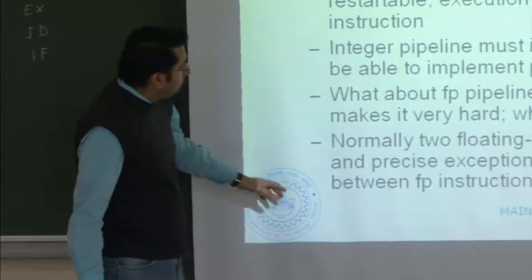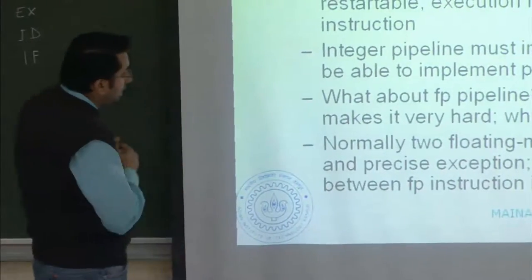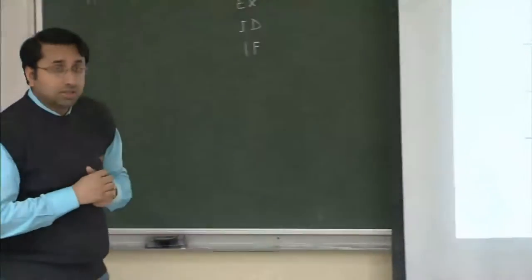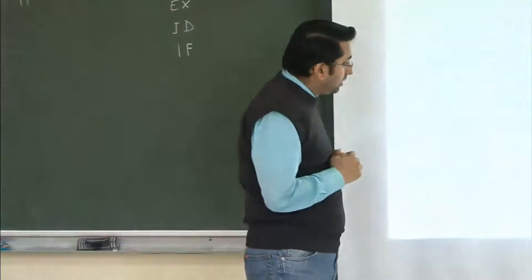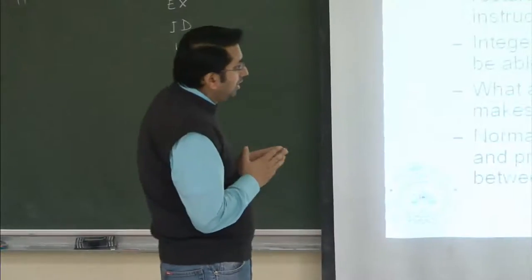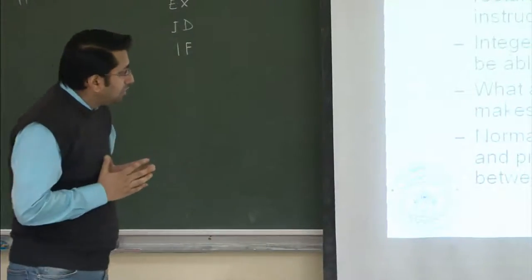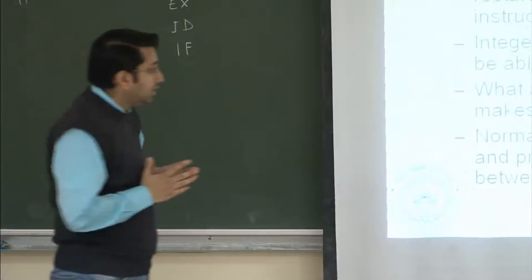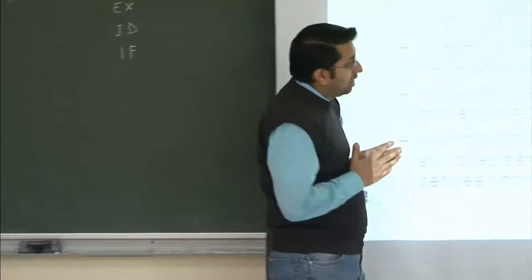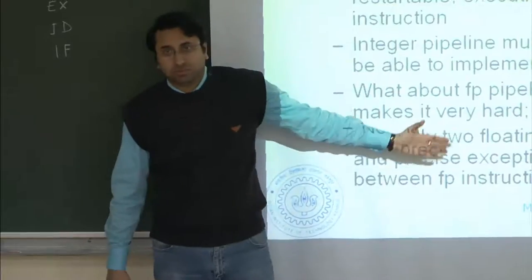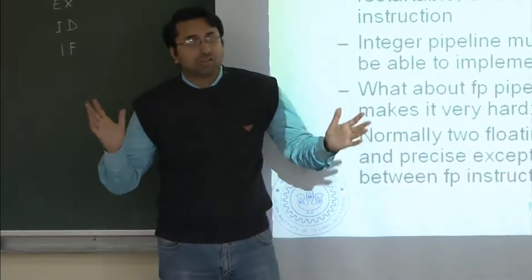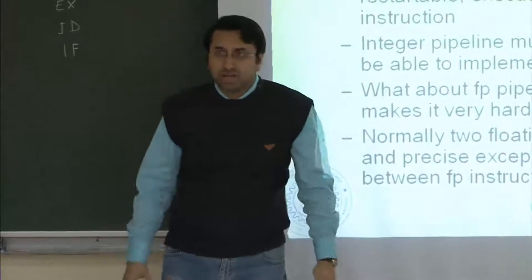Normally, the way this is handled is there are two floating point modes supported in processors. One is called an imprecise mode, and the other one is a precise mode. In precise mode, overlapping between floating point instructions is limited, and usually at least an order of magnitude smaller. Okay. So the imprecise mode has no problem. Essentially, you can ignore all exceptions. Okay, right? So it is designed to give you performance.